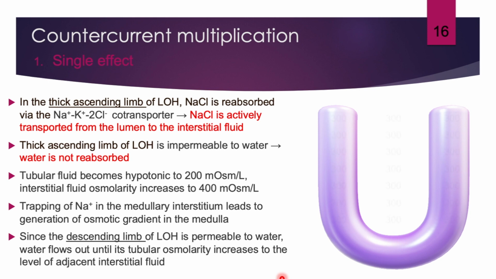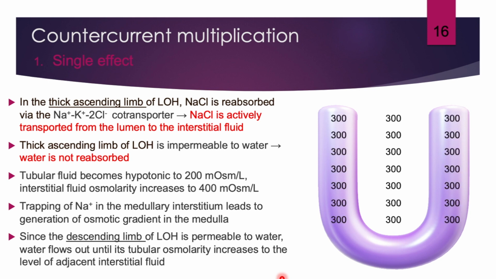The initial osmolarity in the tubule and interstitium is similar to ECF osmolarity, which is about 300 milliosmol per liter. This is the medullary interstitium and loop of Henle. So the initial osmolarity is 300 milliosmol per liter. In the thick ascending limb, sodium chloride is reabsorbed via NKCC2 co-transporter. So sodium chloride is actively transported from the lumen to the interstitial fluid. The thick ascending limb of Henle is impermeable to water, so water is not reabsorbed into the interstitium.